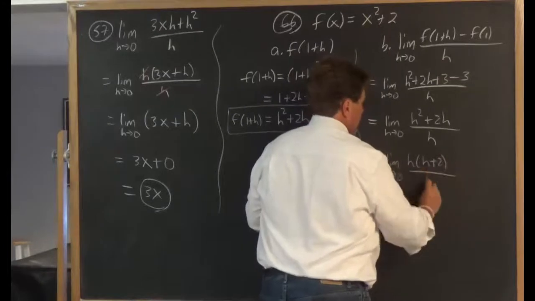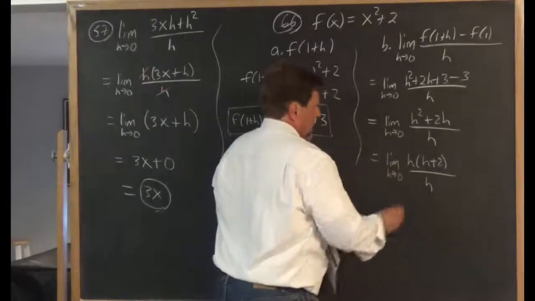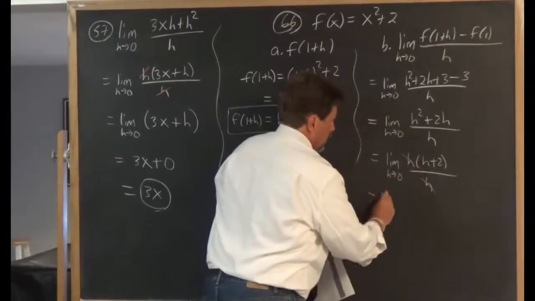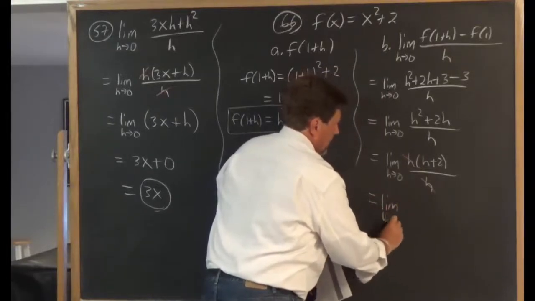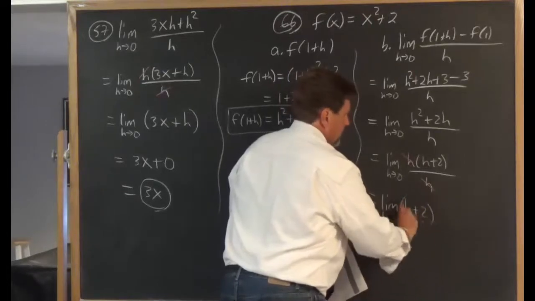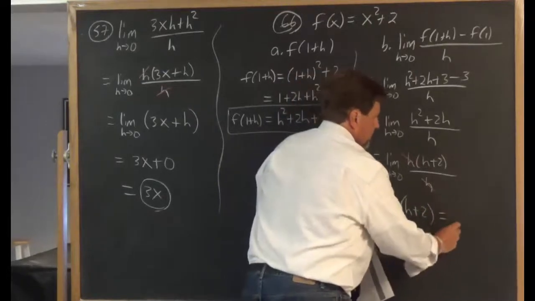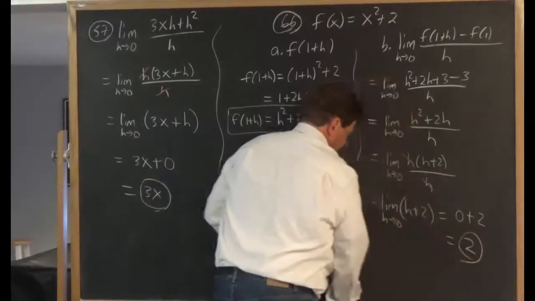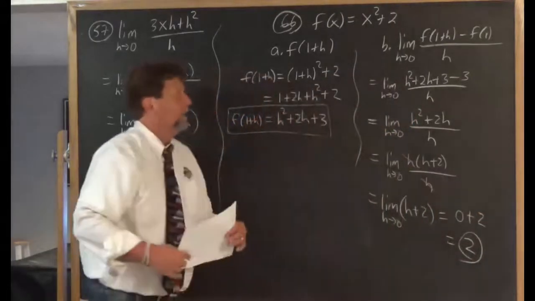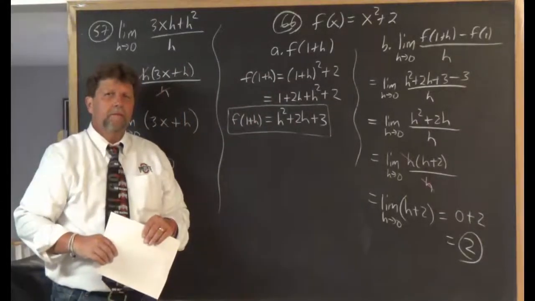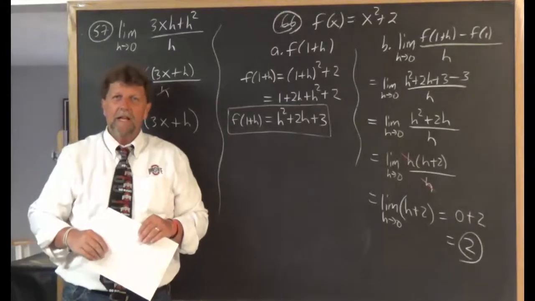And once you factor it out, you can cancel it out. And that leaves you with the limit as h approaches 0 of h plus 2. Substitute 0 for the h, and you get the limit to be 2. So hopefully you got both of those. Now let's head on back to the slides.